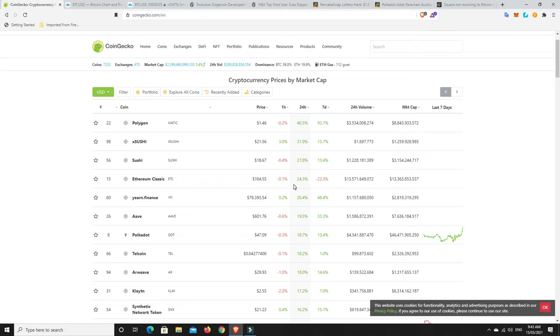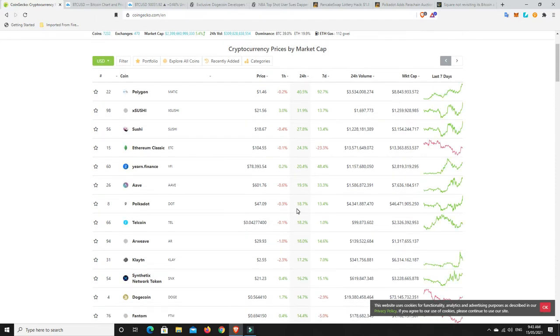Ethereum Classic made a bit of a comeback. Yearn Finance, Aave, $600, going on an absolute tear. Polkadot doing well, we got some Polkadot news. Theta, Synthetix Network, $21, so doing nice as well. Maybe that DeFi summer sort of stuff is happening a little bit earlier than suspected.